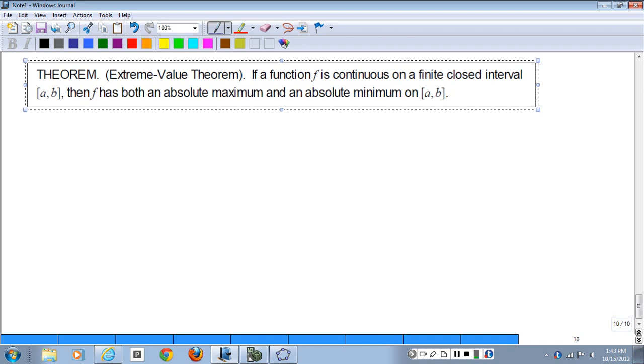If we lose the continuity, it might not have either one. If we lose the closedness of it, then it might not have an absolute maximum or an absolute minimum. But if it's a continuous function defined on a closed interval, it has at least one of each.